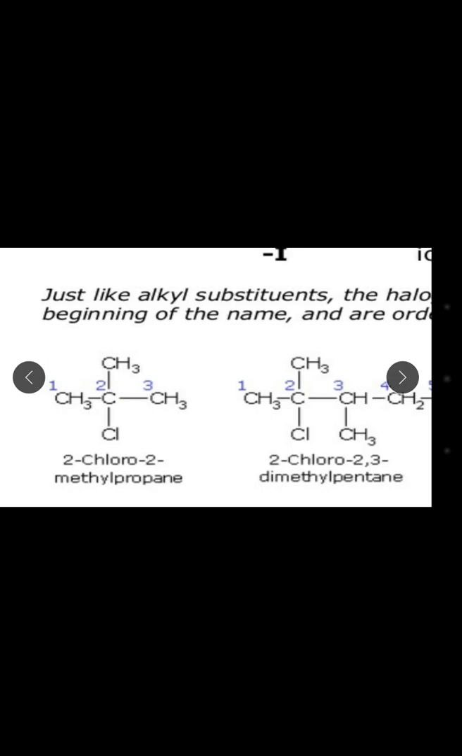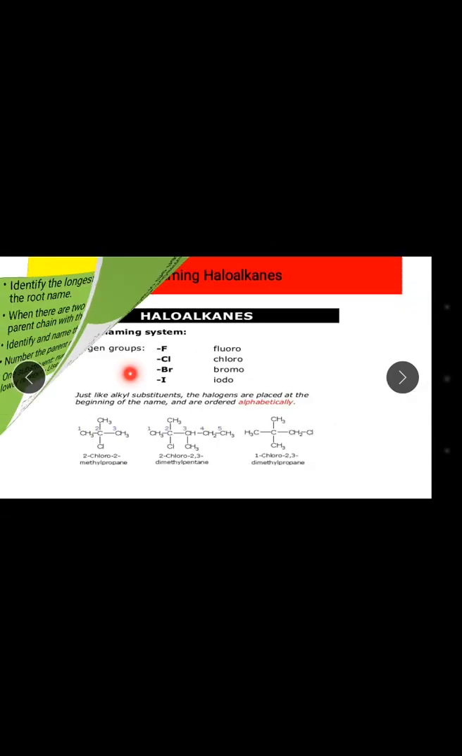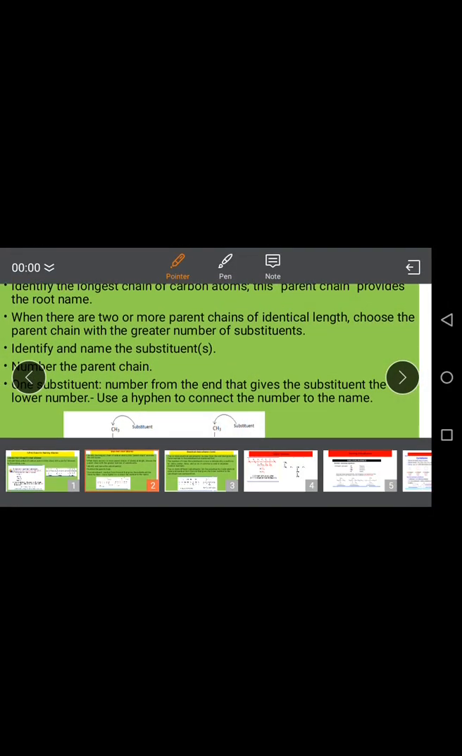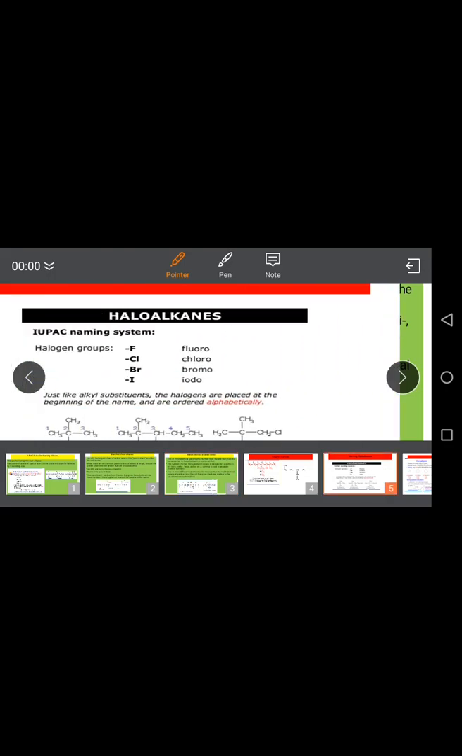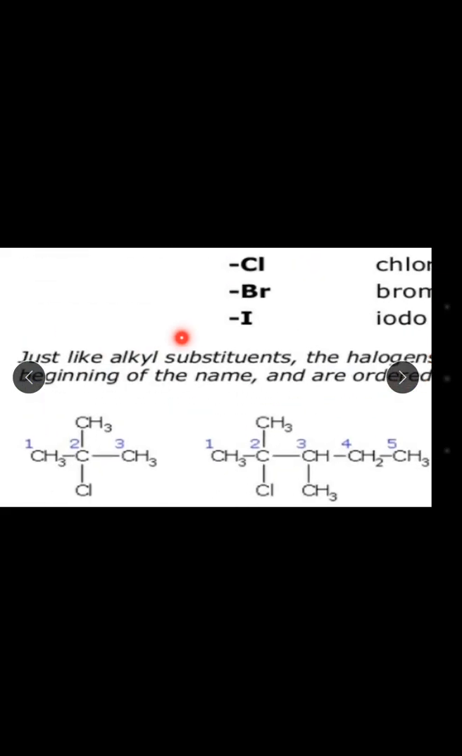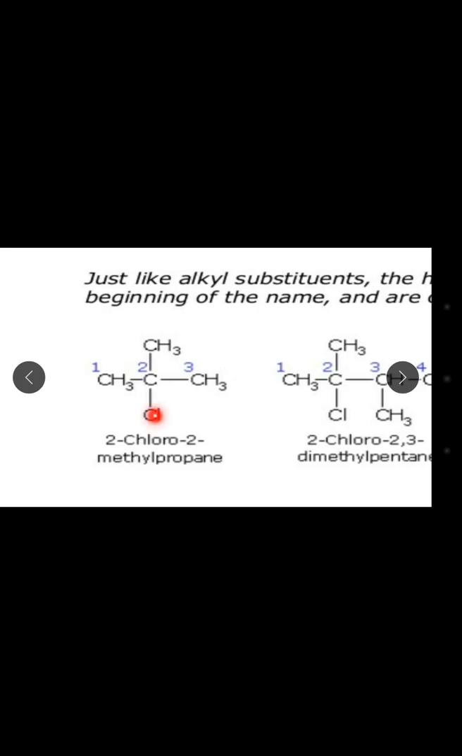So in naming it, you name your halogen first. 2-chloro, because it is on carbon 2, and your methyl is on carbon 2. 2-methyl. 2-chloro-2-methylpropane. It's as simple as that.